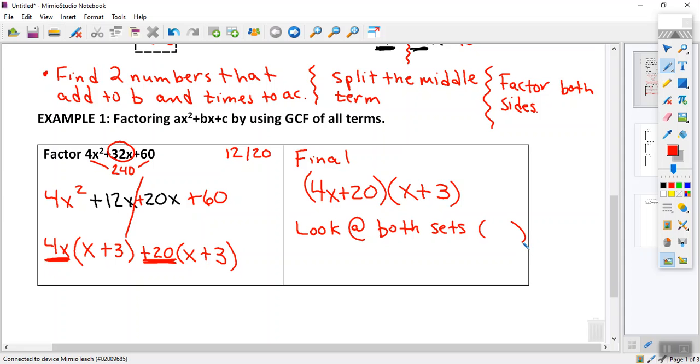So take a look at both sets. In this first set right here, that 4x plus 20, I can take a 4 out of both. Now, this is just one of those ones where I've got to look at it. When I get to this part right here, just double check to see if either one of these can't go any further. The 4x plus 20 would become 4 times x plus what, kids? And times what still? Okay. There's your finalized answer right there.